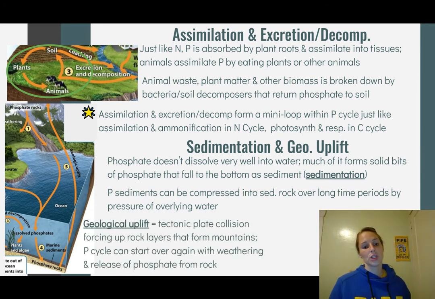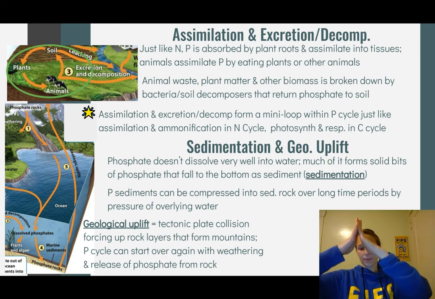Then the process of geological uplift, this is actually going to be through tectonic plates, which, if you know about tectonic plates, they move very slowly. So again, this is a slow process with the phosphorus cycle. But with geological uplift, this is where you get tectonic plates that collide, and then they end up forcing up rock layers, which will form mountains.